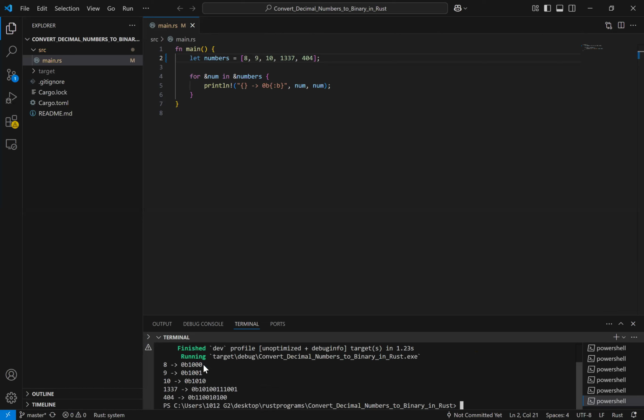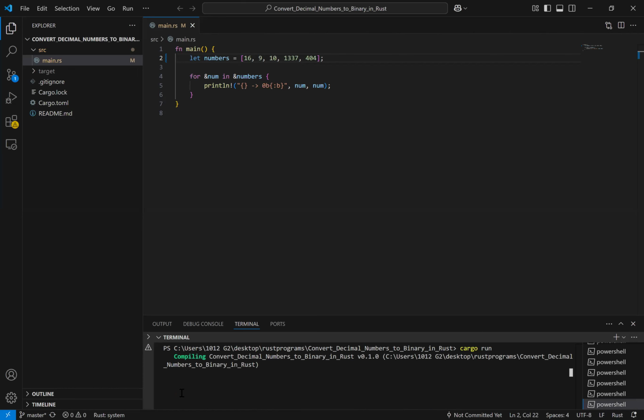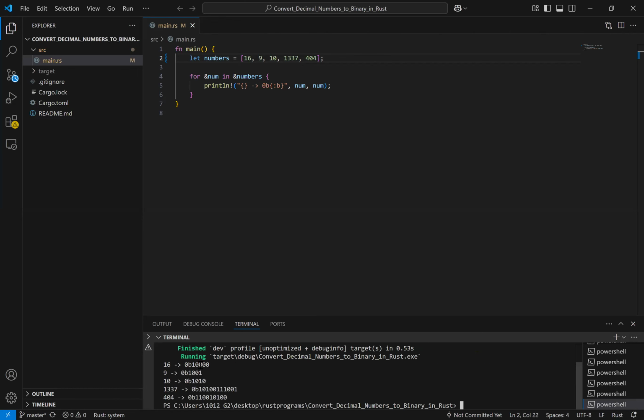What about 2 raised to 4? It will be 16, so I expect it to be 1 followed by 4 zeros. I don't know whether you're getting what I'm saying. The number of zeros will be equivalent to the power. You can see it's 1, then followed by 4 zeros.